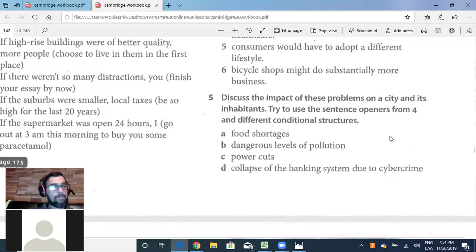Okay, I have to talk for at least 2 minutes, correct. But just choose one topic. Okay. Then dangerous levels of pollution. Okay, go ahead.